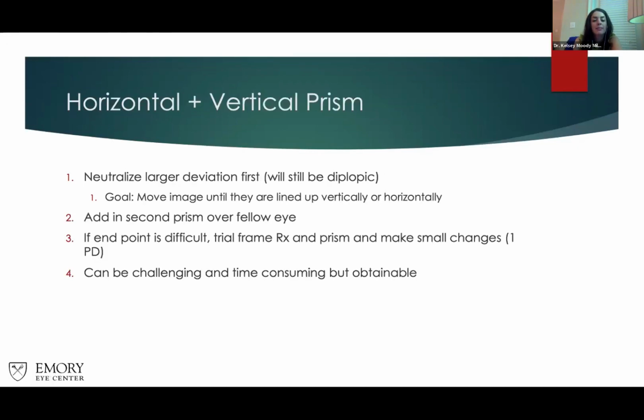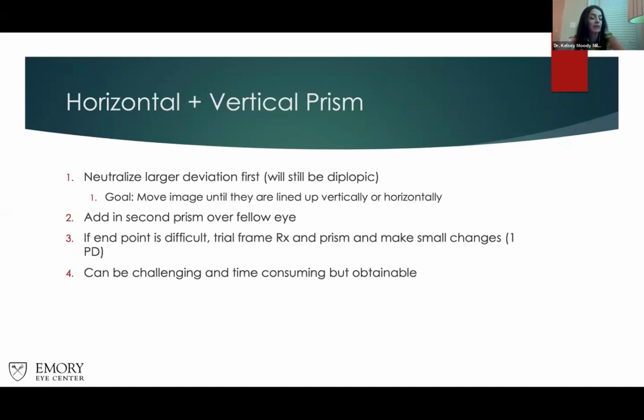When we're trying to combine prism for horizontal and vertical, you want to always neutralize the larger deviation first. So if your patient has a 20 exotropia and a 5 hyper, neutralize the 20 first and then start to incorporate the vertical prism after. Sometimes I'll try to move the images until they are lined up in one direction. So if I want to neutralize my horizontal deviation first, I'm going to try to make the images right on top of each other. And then I'm going to start to introduce the vertical prism over top. And then you may have to start to tweak it.